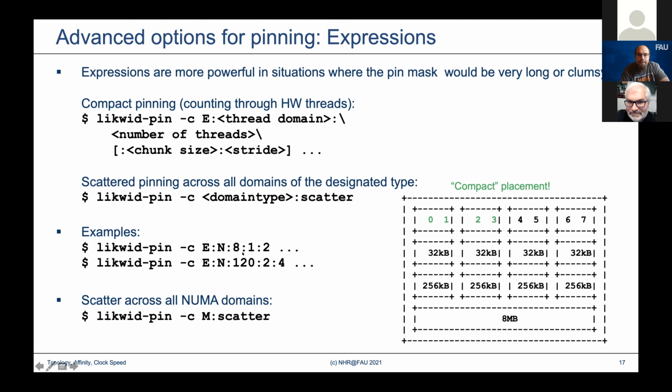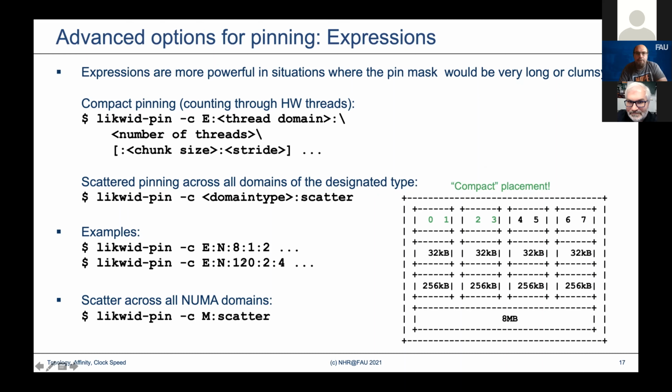So in that example, we use 8 cores. We want to have 8 threads, but only 1 out of 2. So this would skip the SMT thread. This is an example for the Intel Xeon Phi, where we have SMT4. So we take 2 threads out of the 4 threads per core, and we want in total 120 threads. And there are some helper functions like mscatter, which scatters the threads over all of the memory domains.